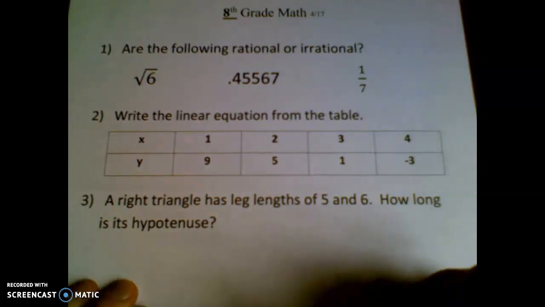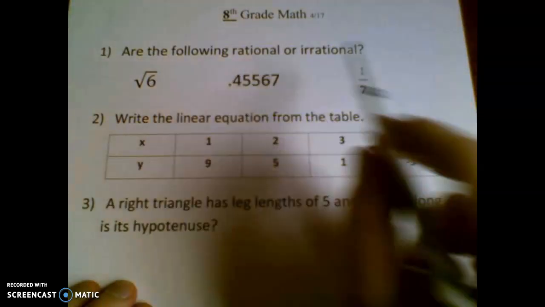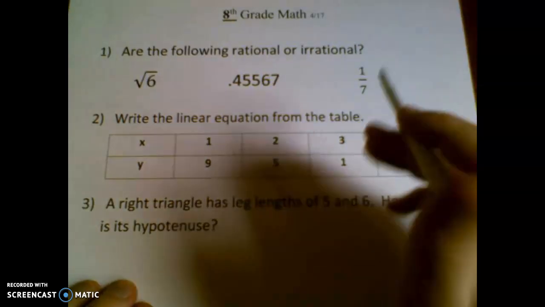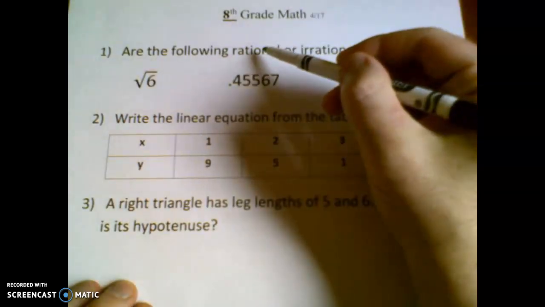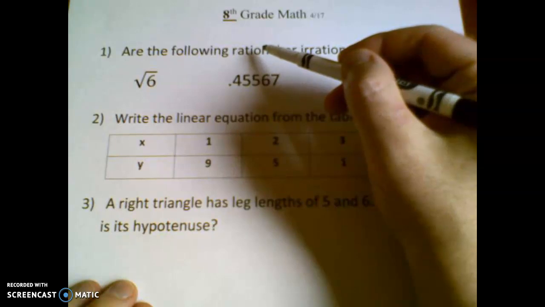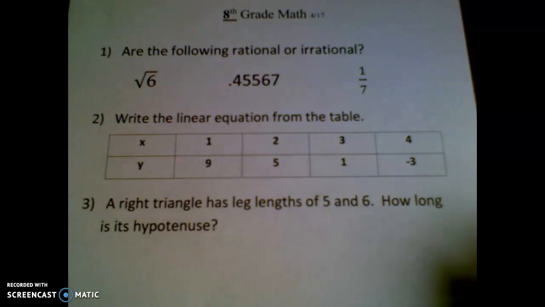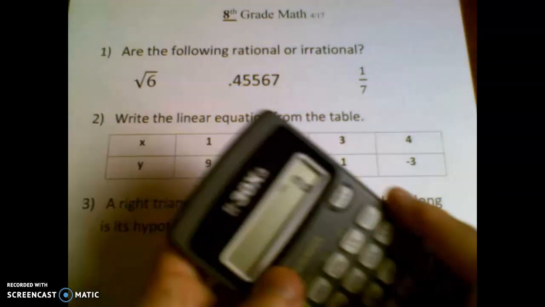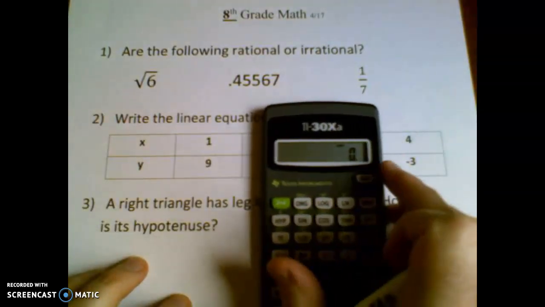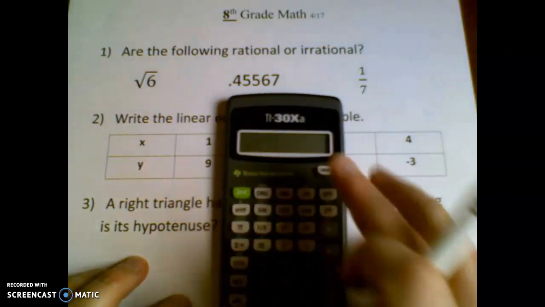Warm-ups for April 17th. Are the following rational or irrational? Again, rational means you can write the value as a fraction using whole numbers. The square root of 6. Now, if it's a perfect square, then we can write the value as a fraction. But the square root of 6 I don't think is a perfect square.